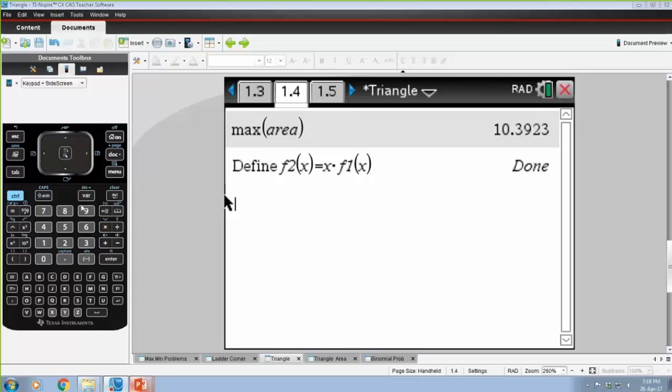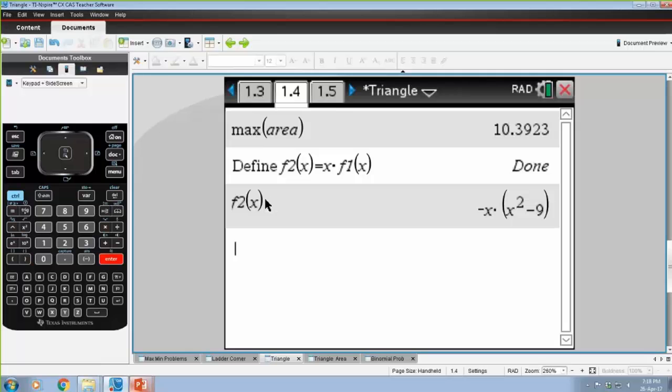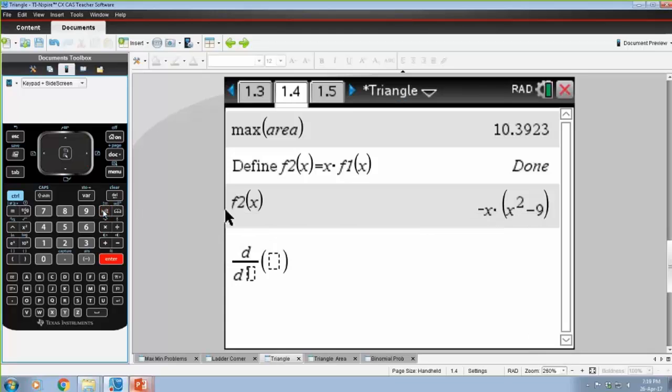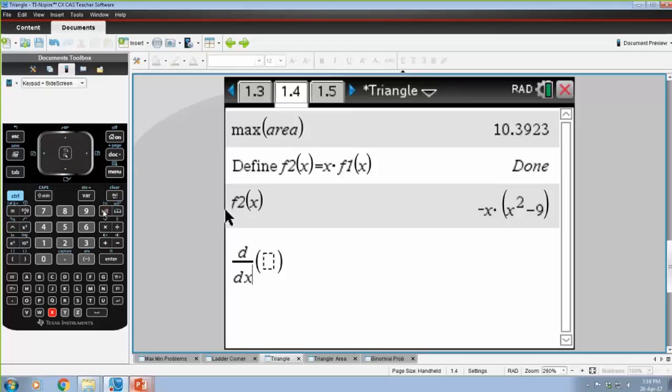So let's see the function f2, whatever it is, f2 of x. There it is. Notice the calculator turns it around with a minus because f1 was 9 minus x squared. So now we want to differentiate that function. Now there are lots of ways of performing the differentiation. We can get it from the calculus menu, we can get it from that template there next to the book. And let's move across to get the template for d by dx.